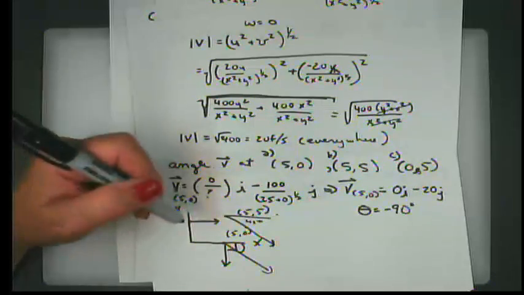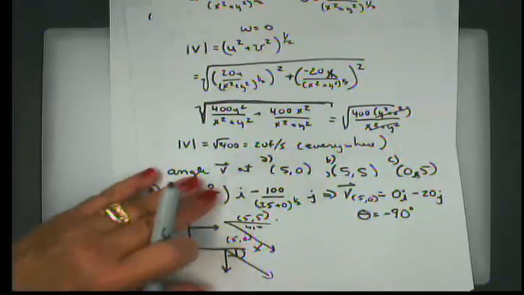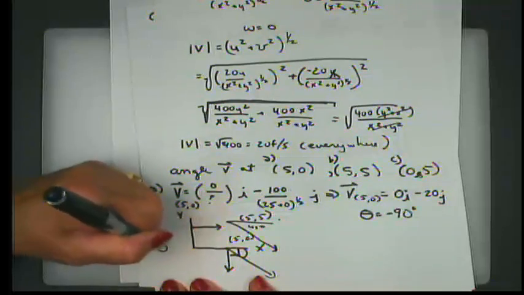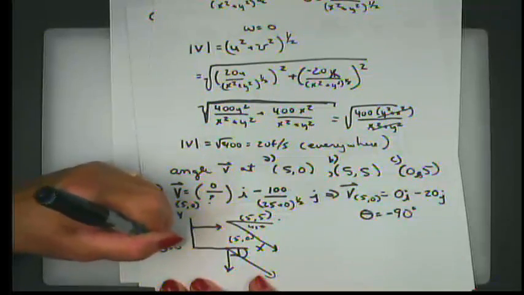What's my angle with the x-axis? The angle is 0 because it's parallel. Theta equals 0 degrees. All right.